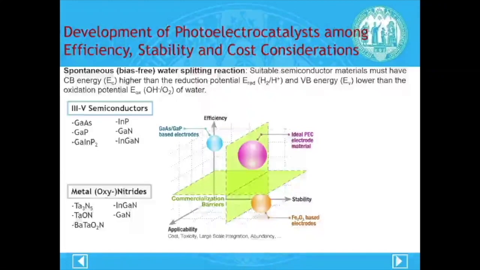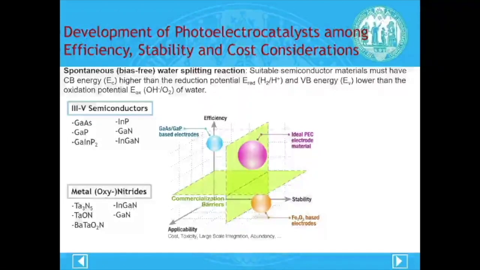So a lot of materials, as I said, the III-V semiconductors, have been tested. Metal oxynitride, so the III-V semiconductors have issues with the cost. They are effective, and bias-free water splitting has been performed, but it is due to the high cost that they are not being implemented in large area.